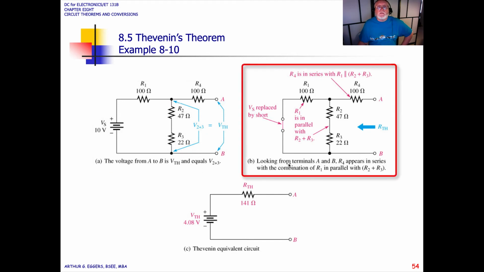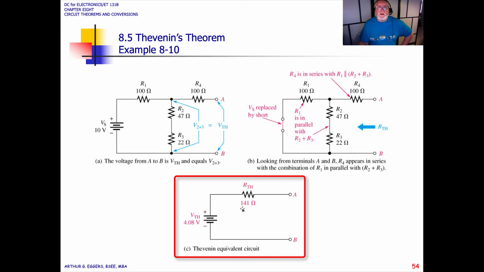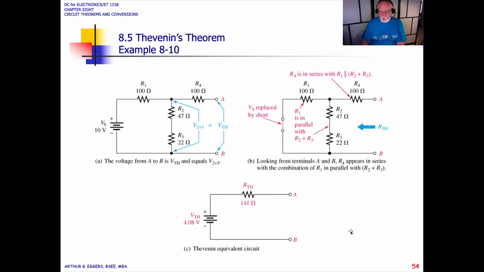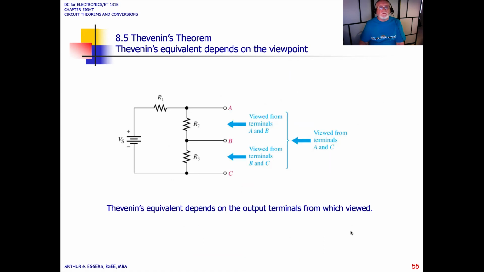So looking from the terminals A and B, R4 appears in series with the combination of R1, 2, and 3 in parallel with each other. So we would end up with a Thevenin's equivalent of 141 ohms when we took all of these in series parallel with the source removed and shorted, and we would end up with a V Thevenin of 4.08 volts.